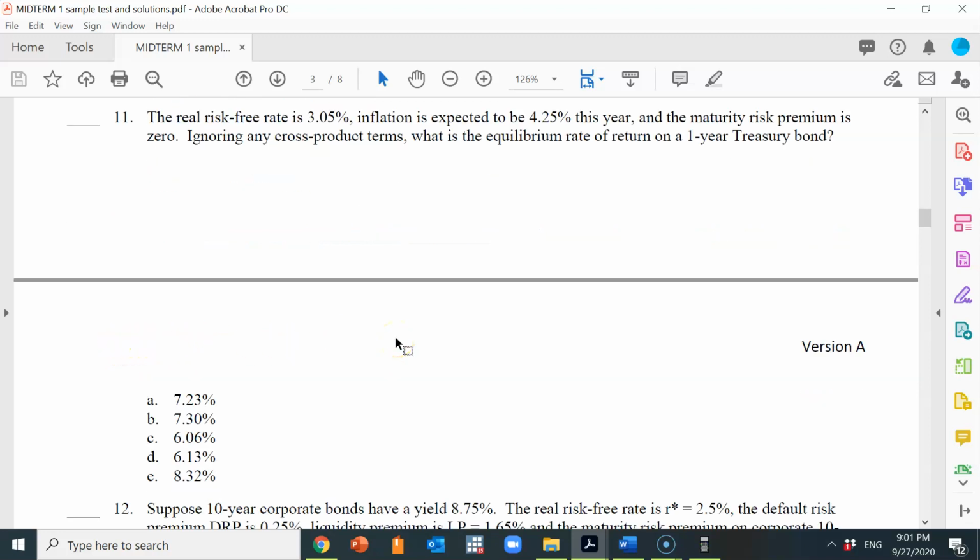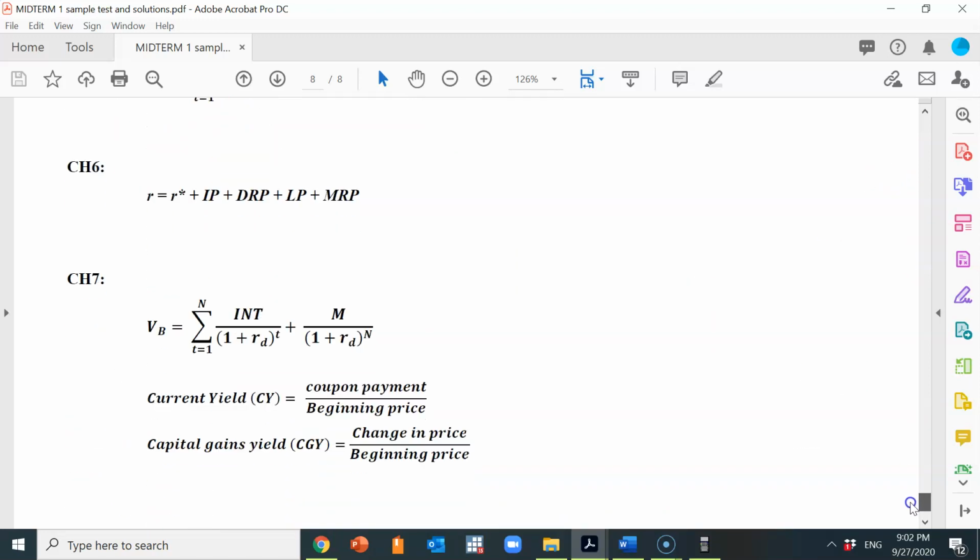Question 11. The real risk-free rate is 3.05%. Inflation is expected to be 4.25%. Maturity risk premium is 0. What is the rate of return on a 1-year Treasury bond? So we can just use a formula for a short-term Treasury bond.